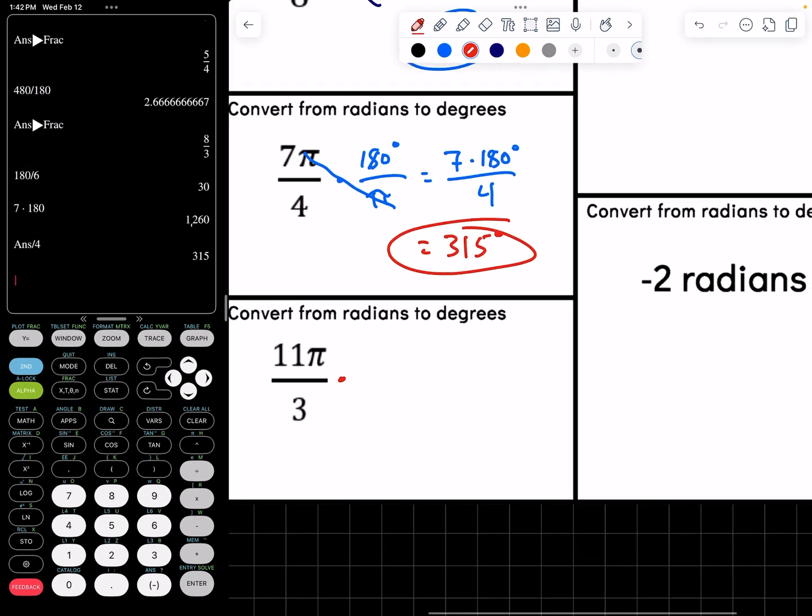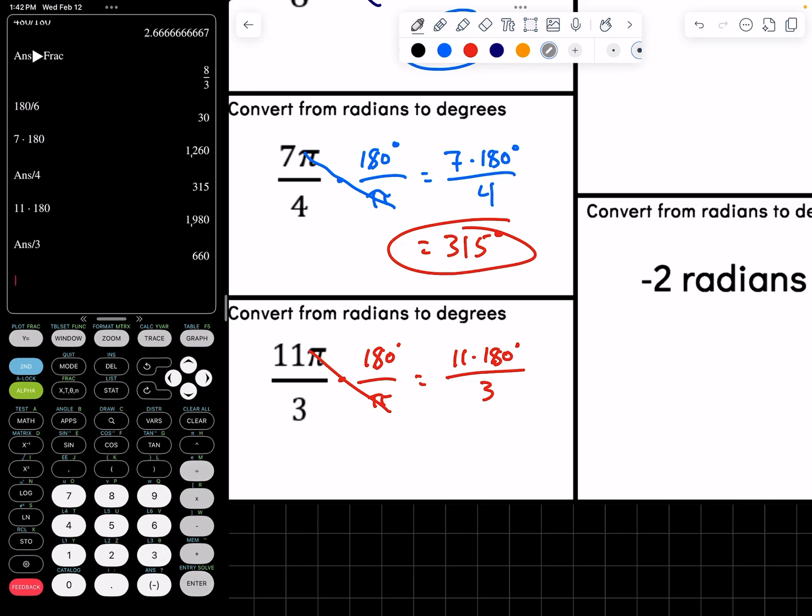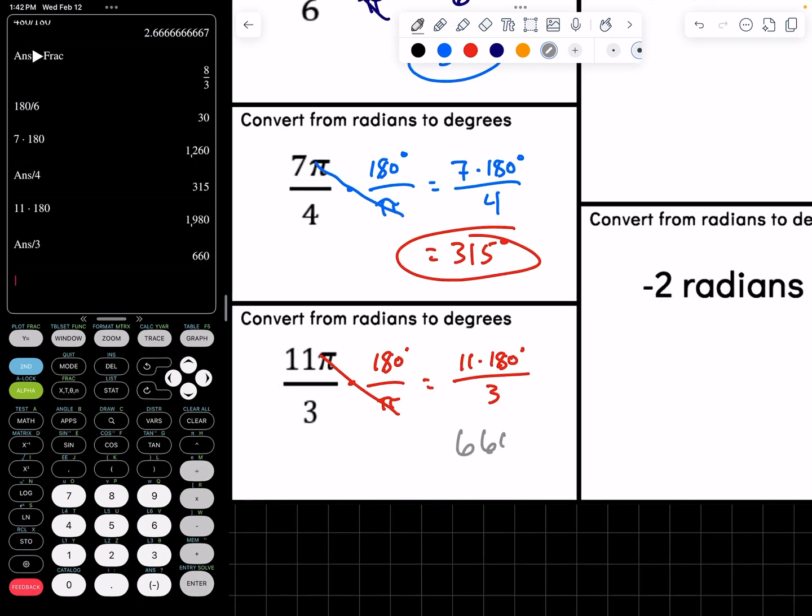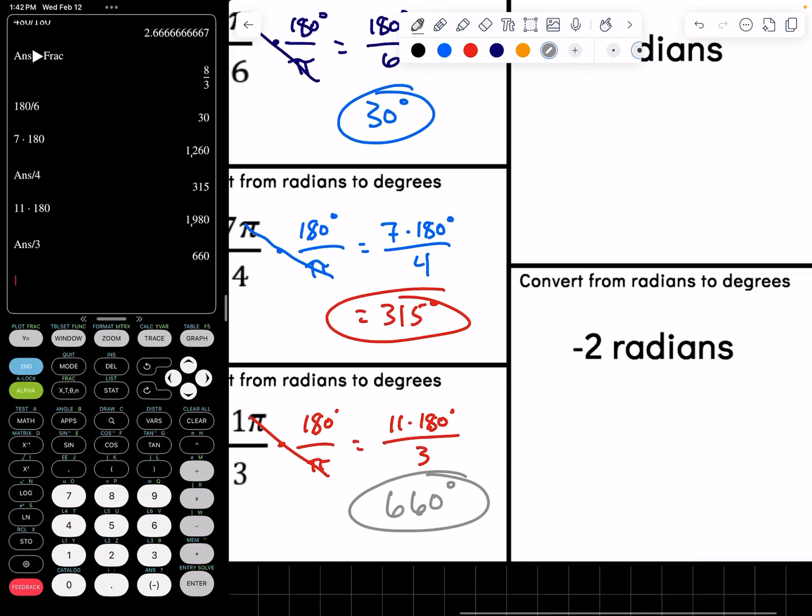And then 180 over pi, cancel those out. That equals 11 times 180 over 3. So we end up with 11 times 180 divided by 3, and 660 degrees is what we get when we convert there.